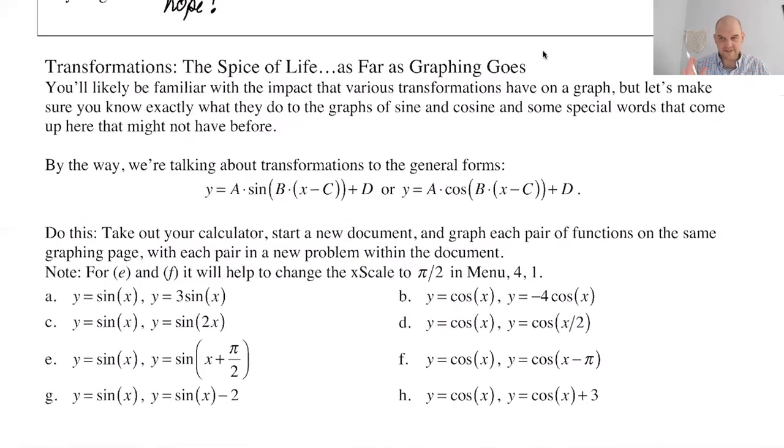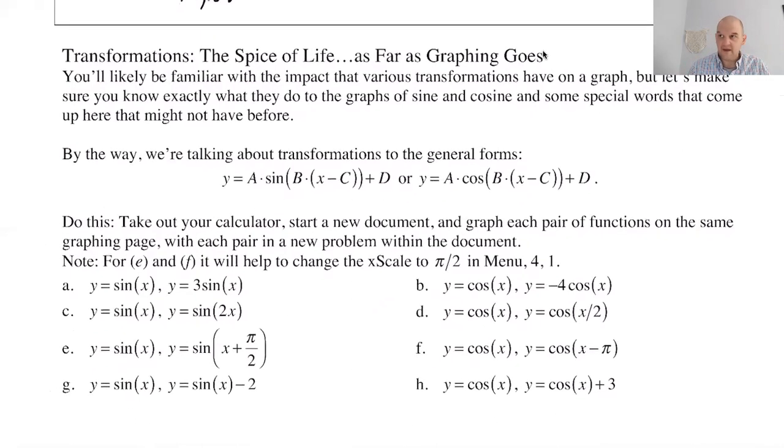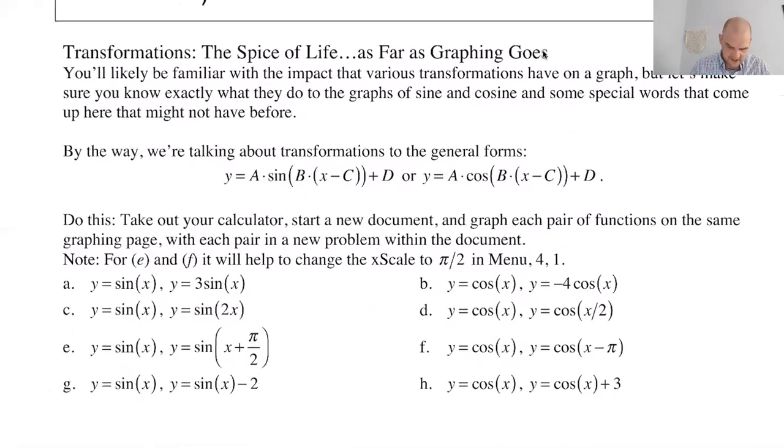Transformations are where it's at when you're talking about trig functions. So we're going to use a specific form of the trig function, and it's going to look like this. We're going to have an A, then a B outside of parentheses, and then a C that's in the parentheses, so it's going to be X minus C in parentheses. And then there's going to be a D that hangs around on the outside.